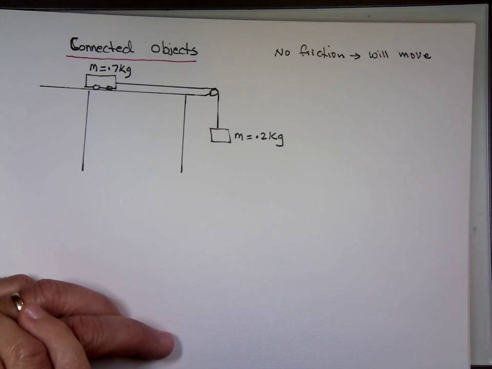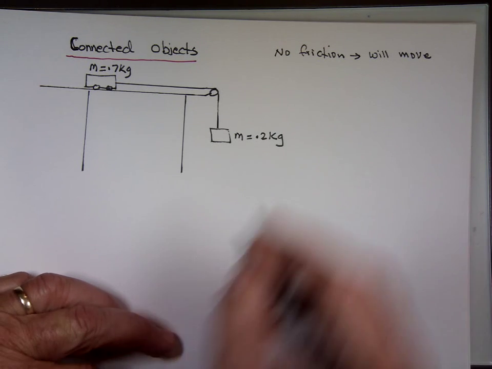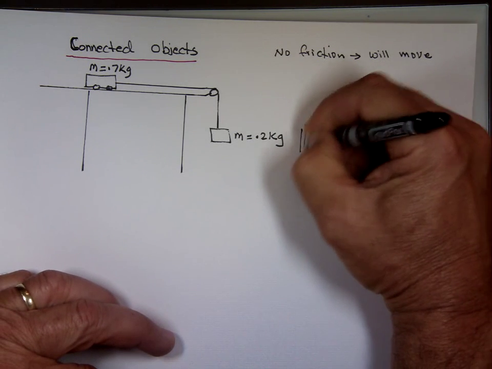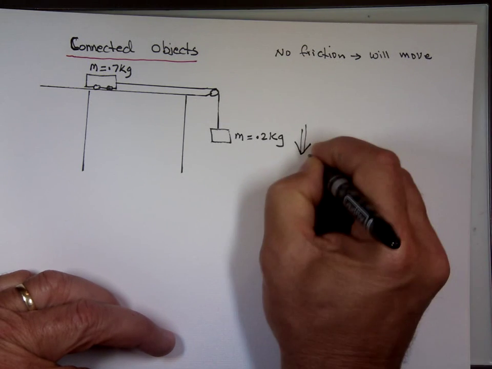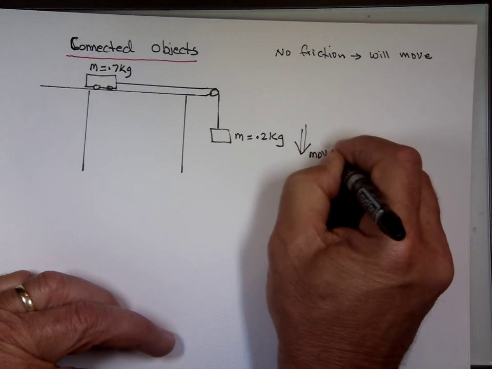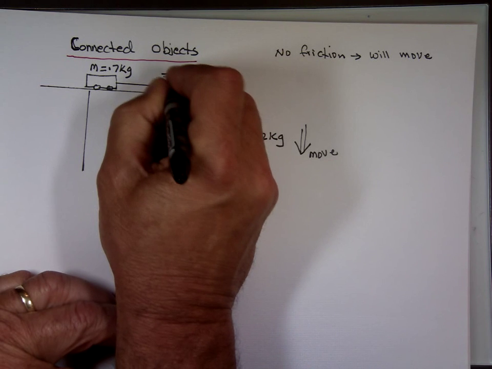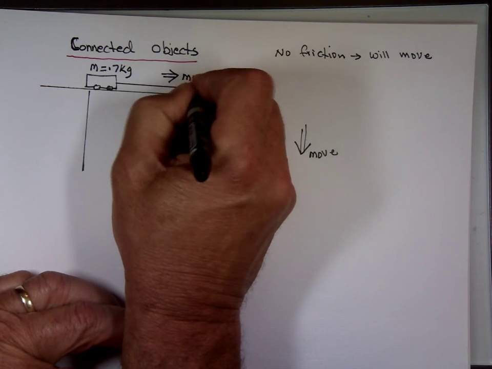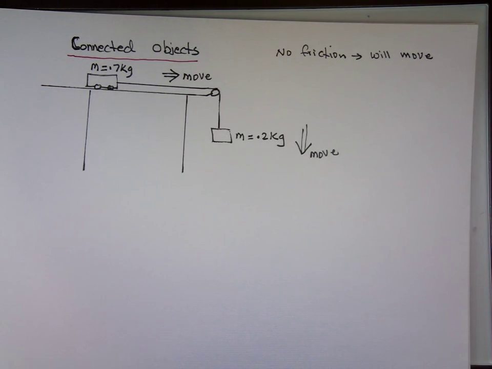And which way is it going to move? Think about it. If it's going to move, this piece is going to move which way? Down. And the top one is going to move which way? To the right. That's the only option. It's not going to go backward. There's no incline on the table. Why should it go backward? So it's going to move down, that little weight, and the bigger weight is going to move to the right.